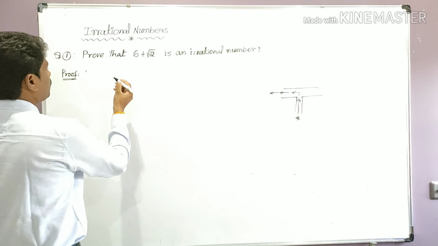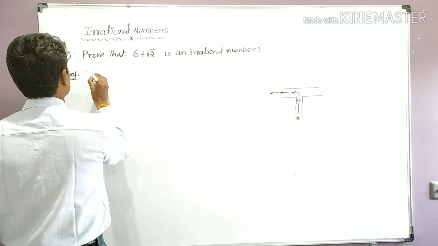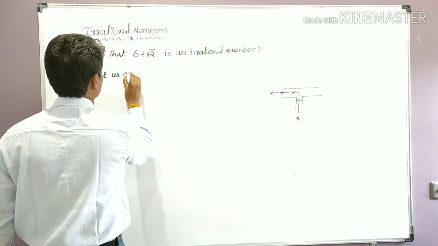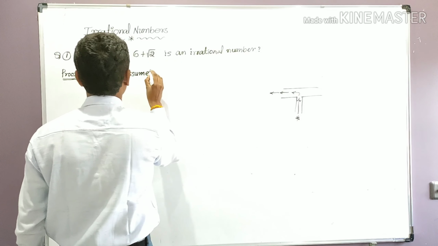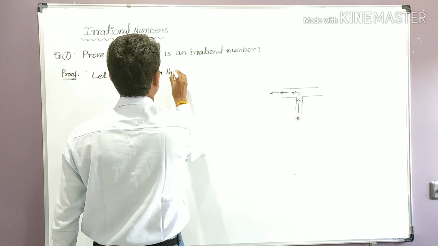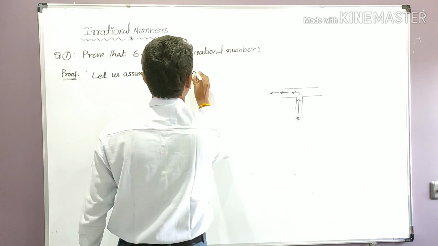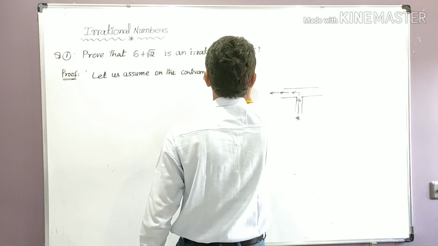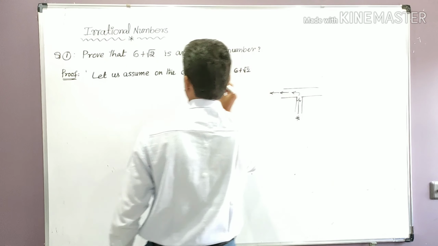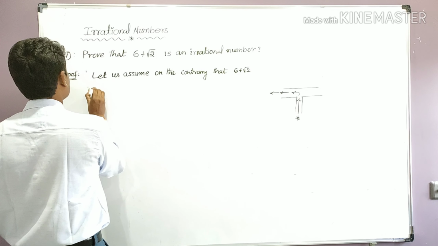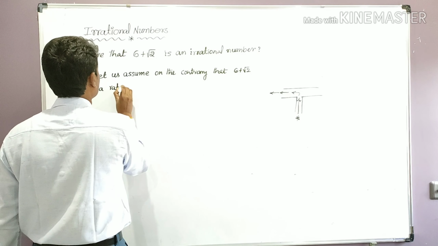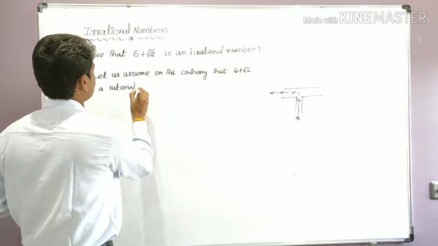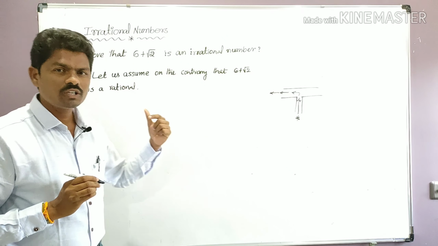So, proof. Let us assume on the contrary that 6 plus root 2 is a rational number. This step is the same for all the proofs, student. Let us assume on the contrary that 6 plus root 2 is rational.